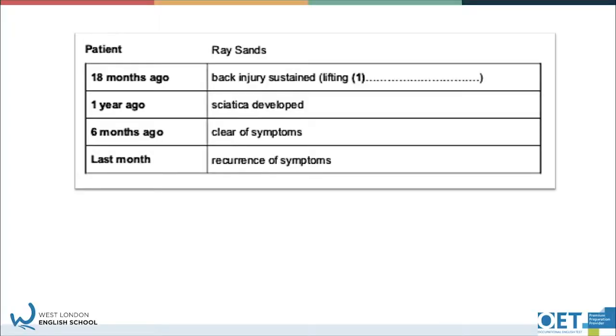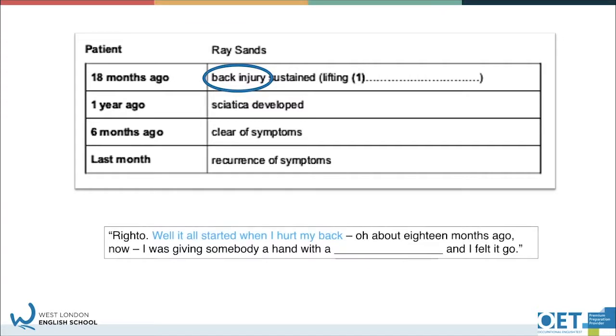Something else you can do is really pay attention to the words before and after the gaps, because these give you clues as to when the answer is on its way. For example, if we look at question number 1, you can see here it says back injury sustained lifting something. So when you hear the patient talk about their back injury, you know the answer's coming. This is what the patient says: it all started when I hurt my back. As soon as you hear that, I hurt my back, you know that the answer is on its way.